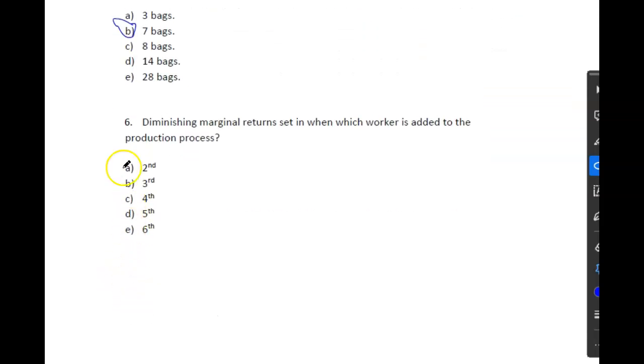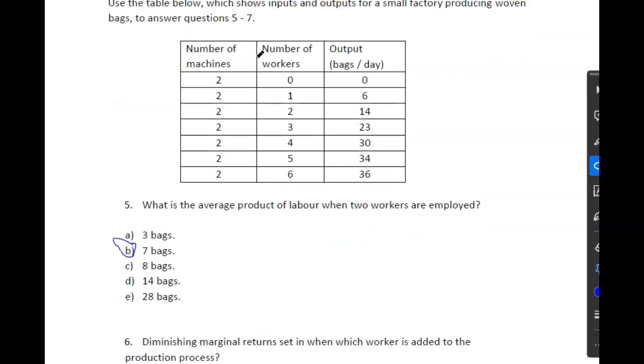The next one, diminishing marginal returns set in when workers are added to the production process. So when do the products that you make go down? In this case, we have to make a separate column here, marginal product. I told you here it will be 0. Output is 6, so it will be 6. Then 6 and 14, what's the difference? The difference is 8. Then over here the difference is 9. So 8, 9. Then the difference is 7.